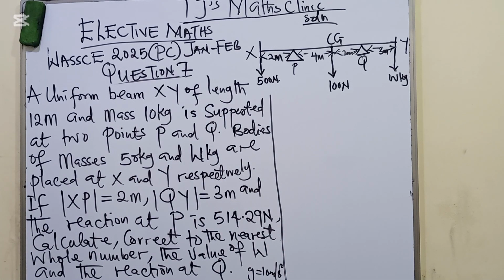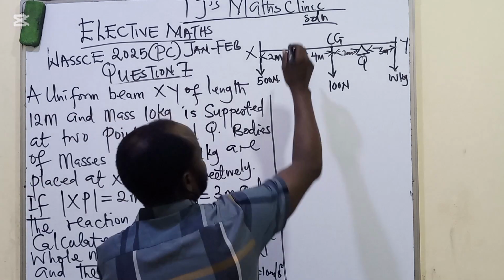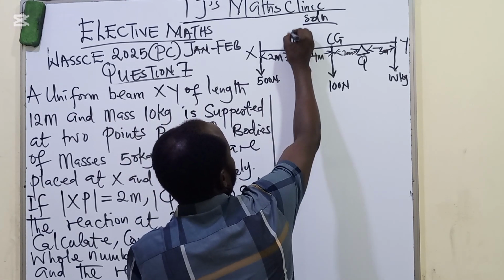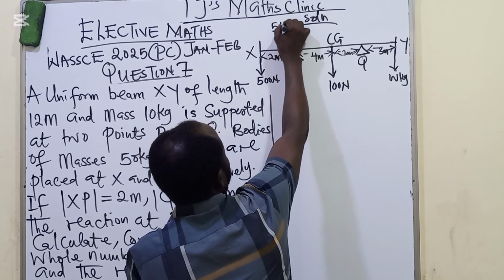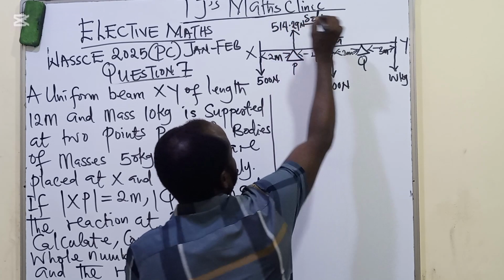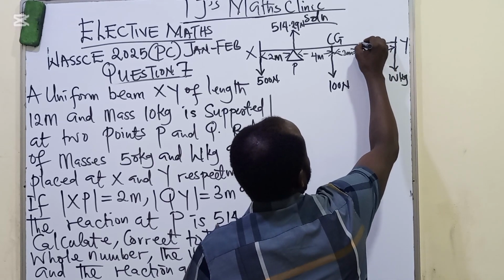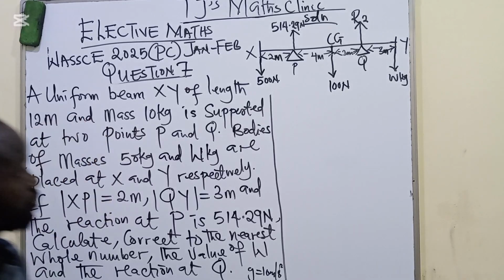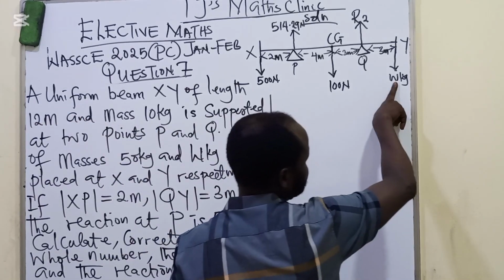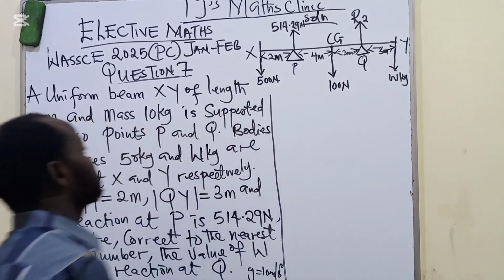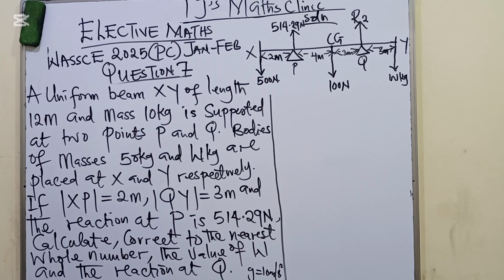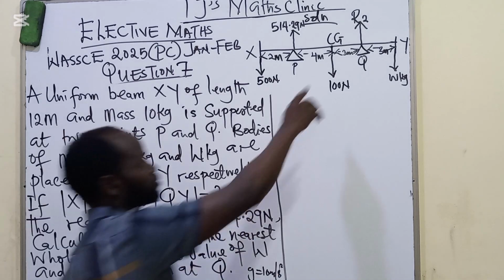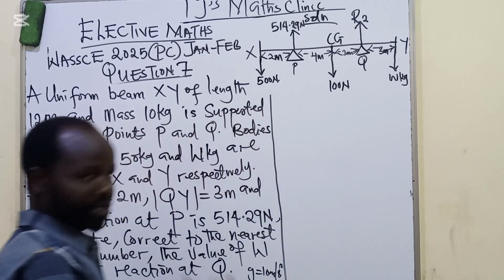The reaction at P is given as the upward force, 514.29 Newton. Then the reaction at Q, which we are asked to find, let it be R2. So we are looking for two unknowns: the weight W and the reaction R2, to the nearest whole number. This is the interpretation of this question. So we are through with the question.